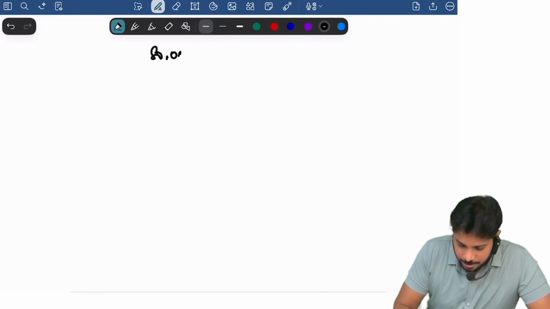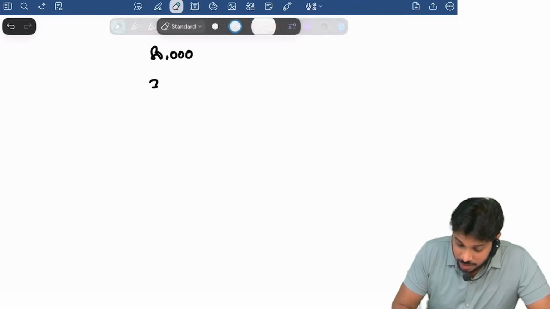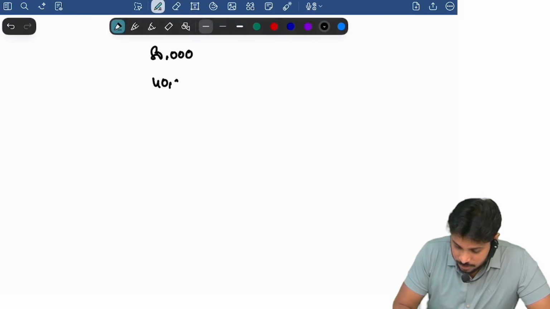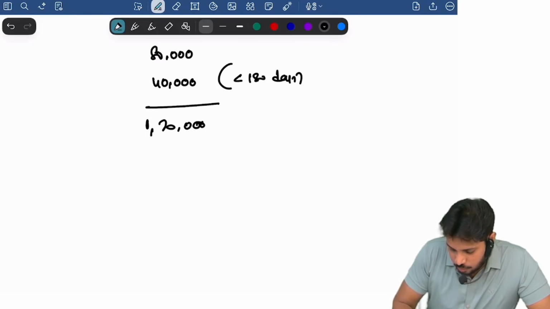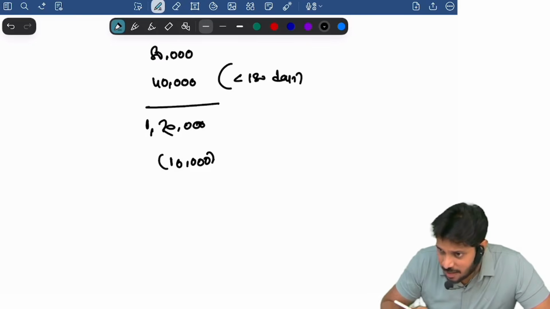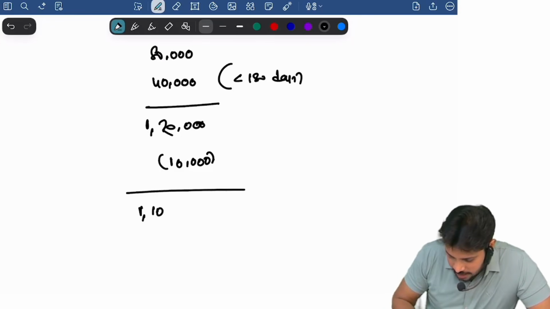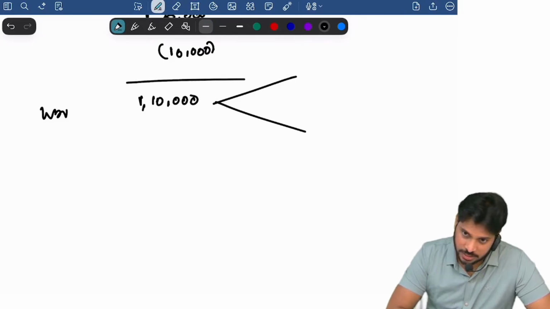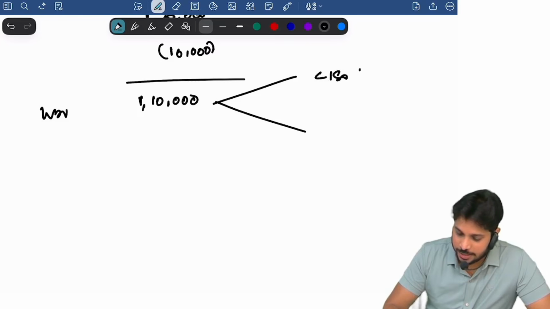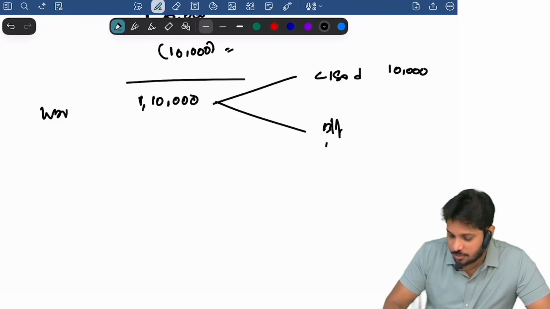Now look at opening value 80. Purchases 40. Remember, this is for less than 180 days. So total gross block value 1,20,000. Sale value 10,000. Part of a block? Yes. Look, 1,10,000 is WDV before depreciation. Now split into two parts. Now less than 180 days, how much value is there? 40,000.